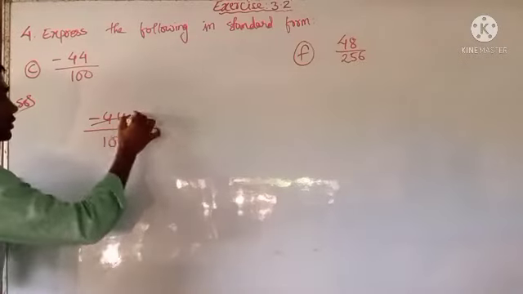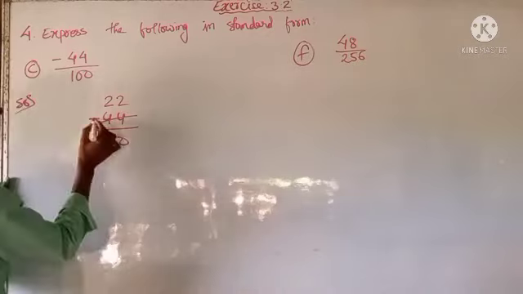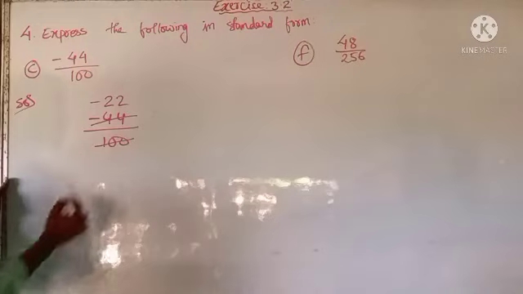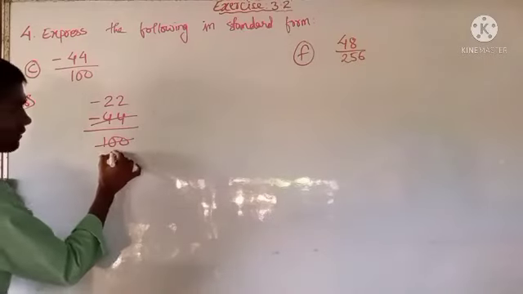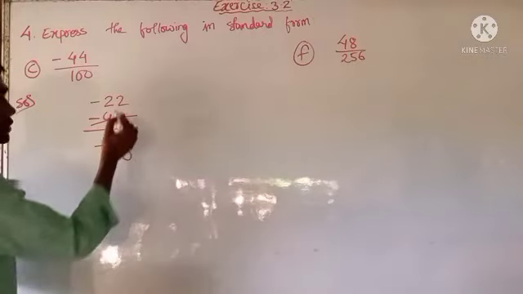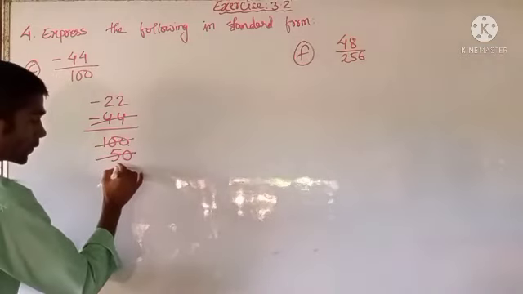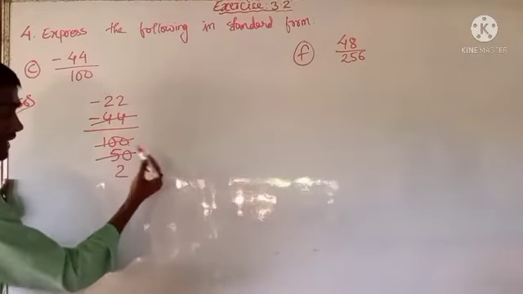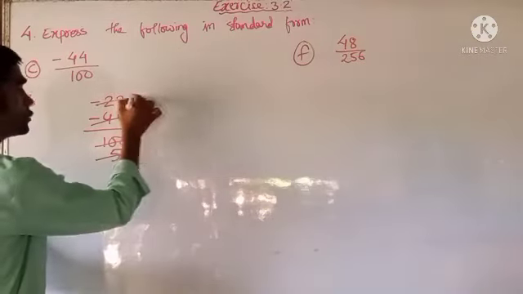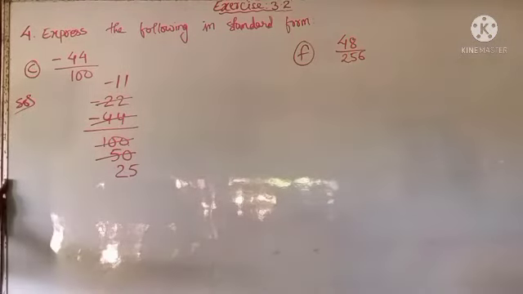So here 2 fours are 4, again 2 fours are 4, one minus is there, that minus will carry on here. Now again with the same 2 we are going to divide the denominator also. 2 fives are 10, 1 zero is left, that 0 will come down. Now again 22 and 50 are divisible by 2, so we will divide them by 2. 2 twos are 4, 2 fives are 10, again 2 ones are 2, minus is there, so minus 11.